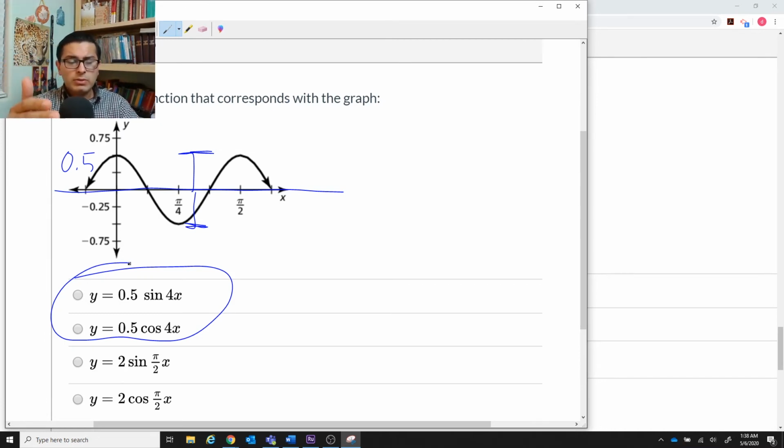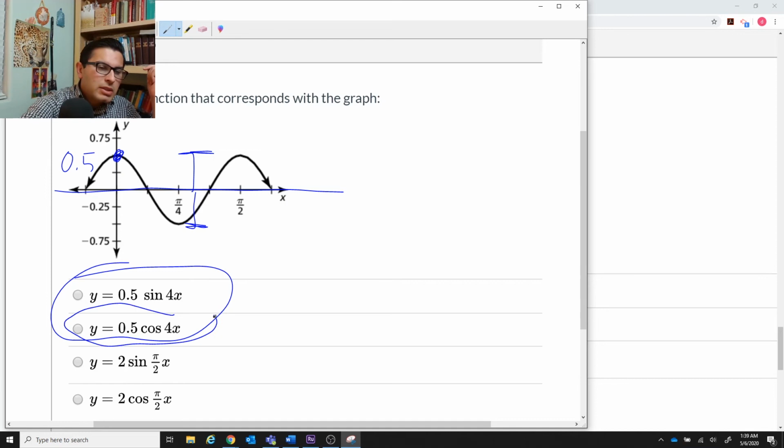The only difference between these 2 answers is if it is sine or if it is cosine. There is a fundamental difference on how these functions look. Sine starts at the midline and then goes up from there, whereas cosine starts at the maximum and then goes down from there. If we look at the graph, it does indeed start at the maximum. So my bet would be this is a cosine graph.